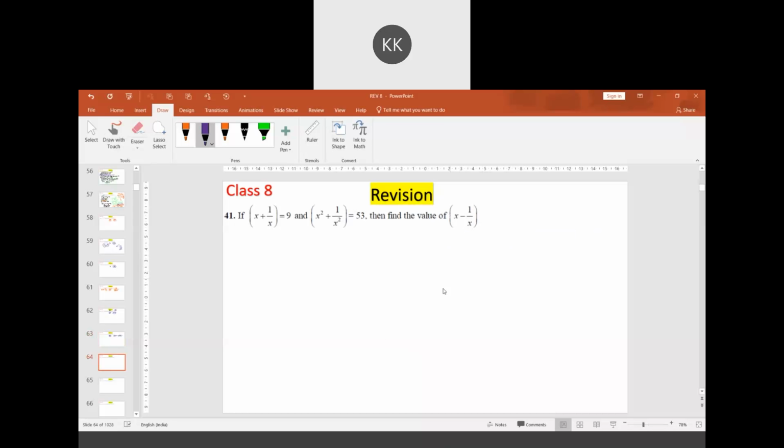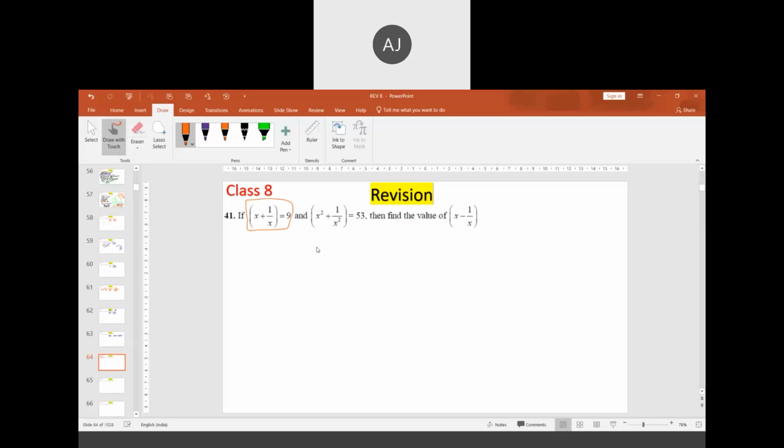Now it's a difficult question. They have given the value of x plus 1 by x and they are asking us to find the value of x minus 1 by x. How do we do this? Let us take this and square it. Sir, the second equation is wrong. Why is the second equation wrong?